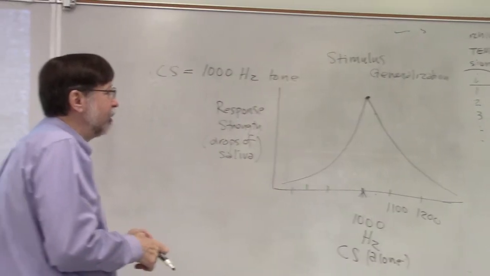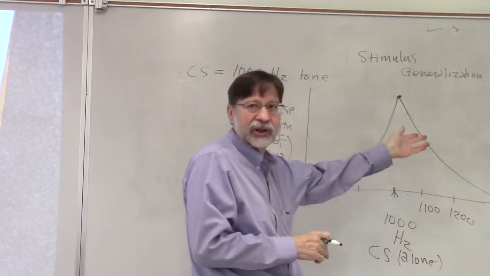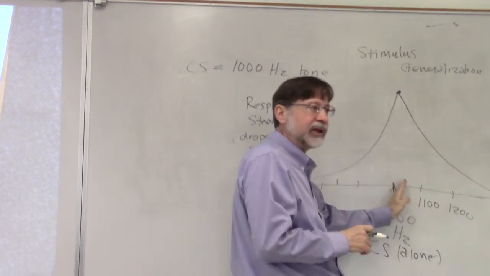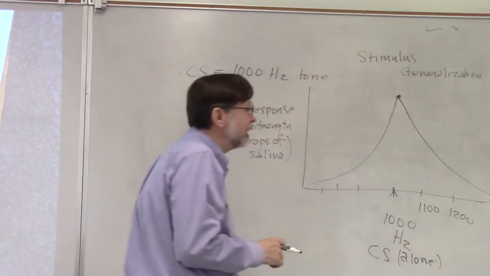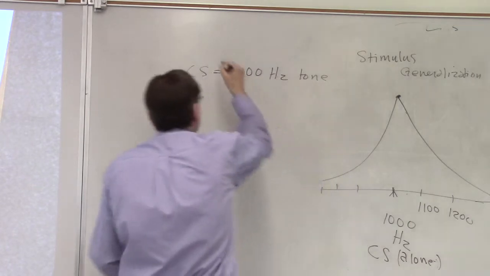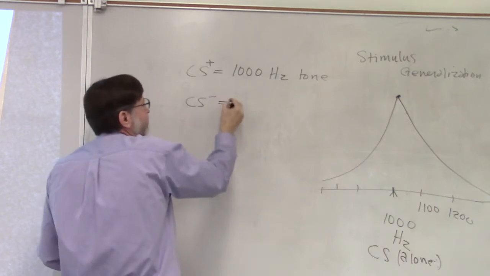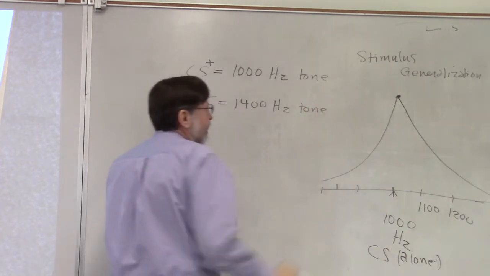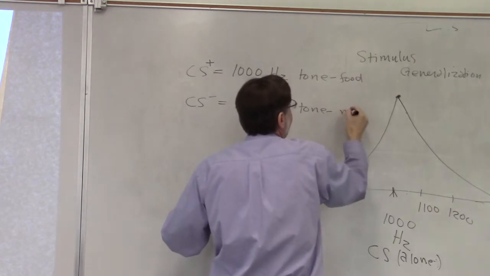So Pavlov studied stimulus generalization, and this curve is called the generalization gradient or generalization curve, showing that the animal will respond to something similar. It doesn't have to be exactly the same stimulus, but something similar. He also studied discrimination. His way of studying discrimination was to have a CS plus, say a 1,000 hertz tone, and a CS minus, which might, for example, be a 1,400 hertz tone. One is paired with the food, and one is paired with no food.